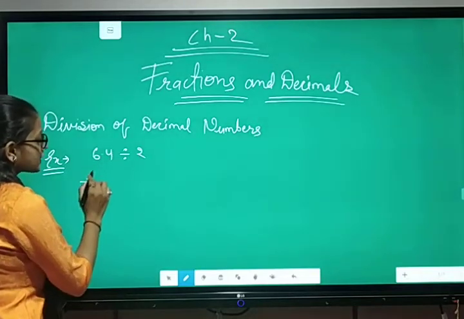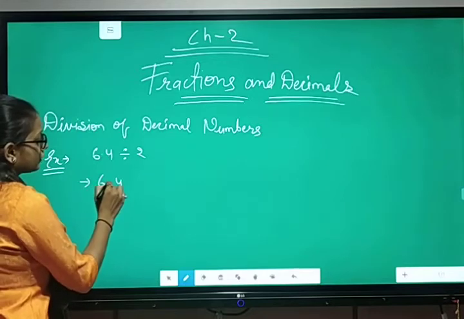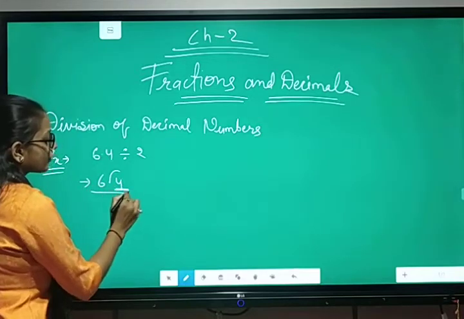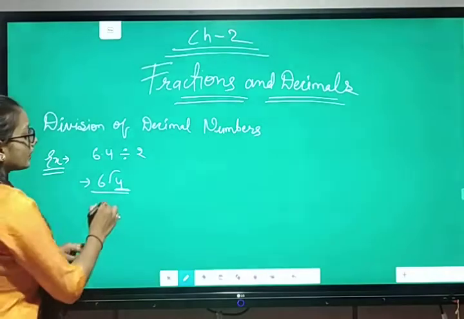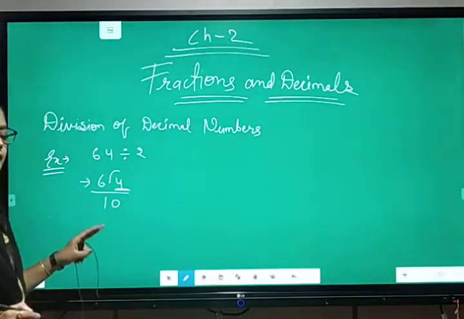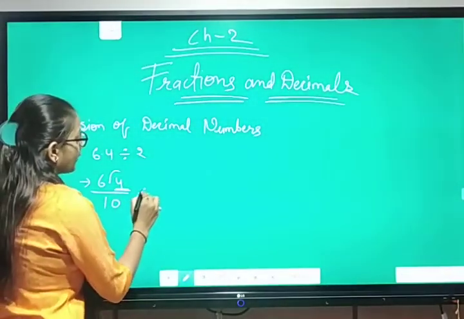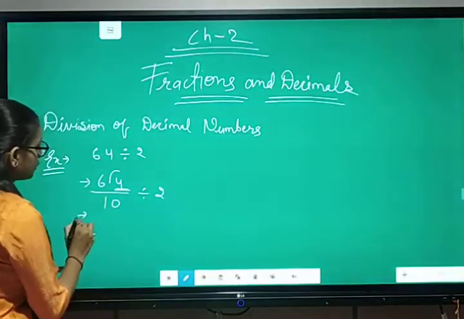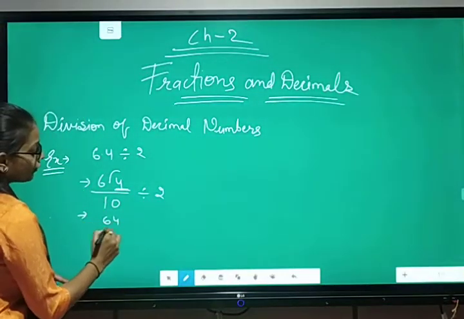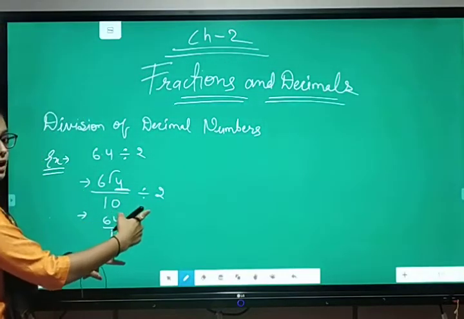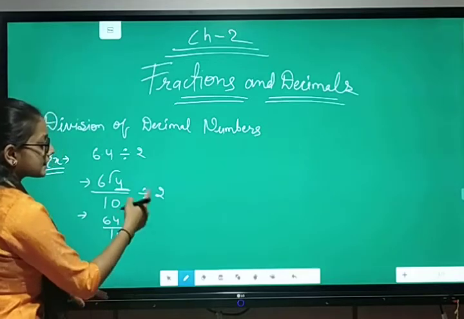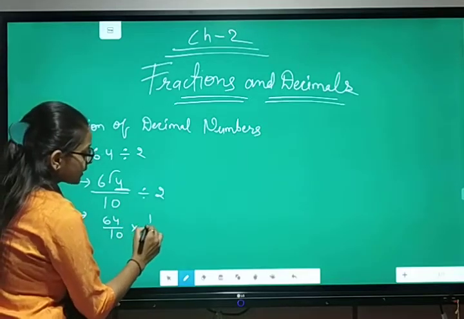First step is remove the point. There is one digit right of the decimal point, so we can write denominator as 10 and divide by 2. 64 upon 10. Reciprocal the second fraction and sign will be changed. Then it is 1 upon 2.